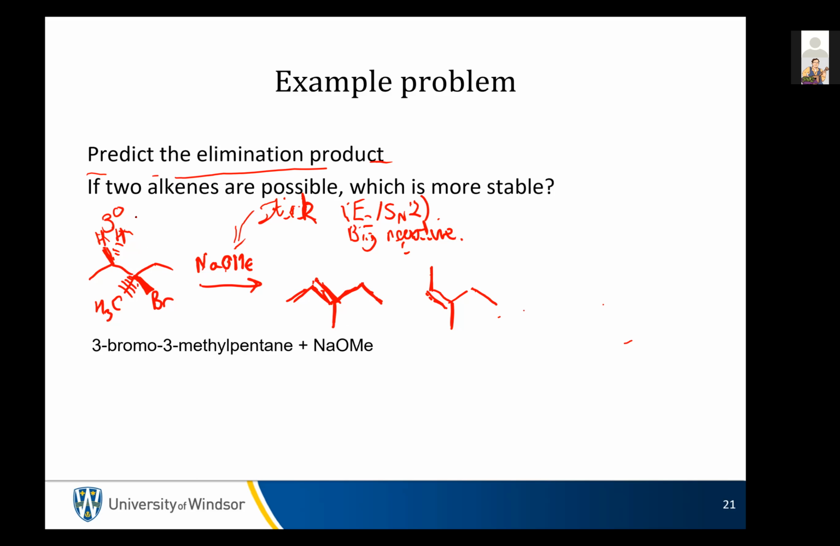So then the question is, which one is more stable? Trans is more stable. Which one's trans? They're both kind of trans. You can't use trans. So we're going to do E versus Z. And E's are almost always more stable because they're less sterically hindered.